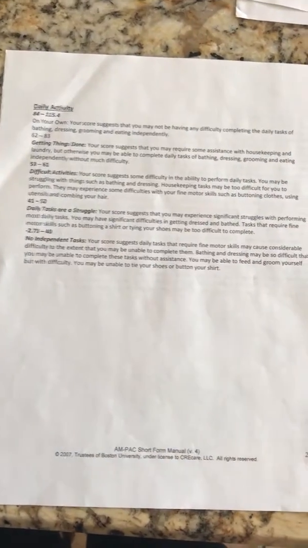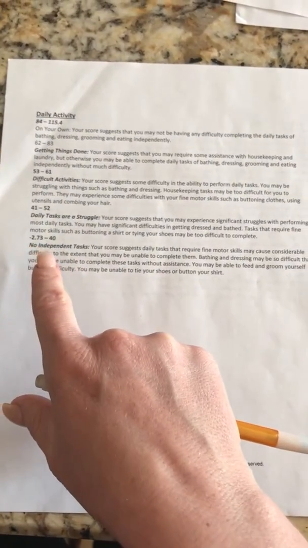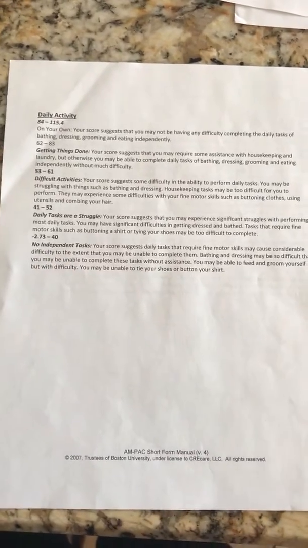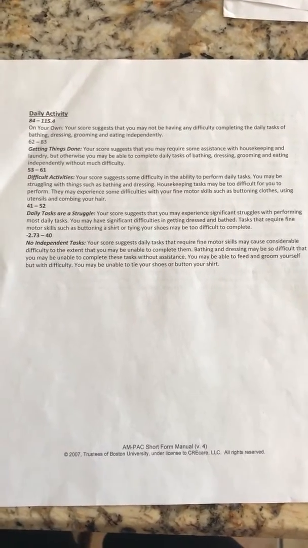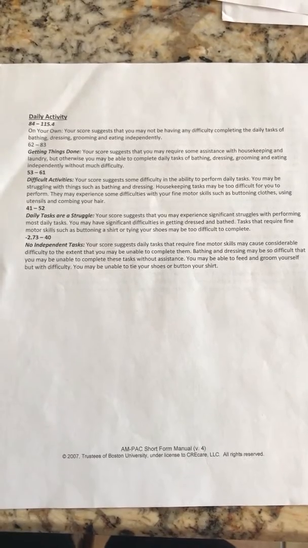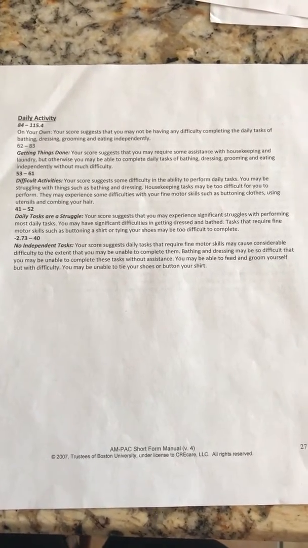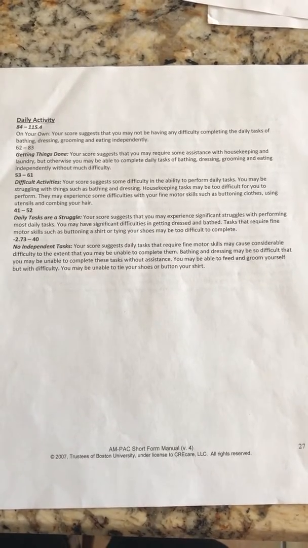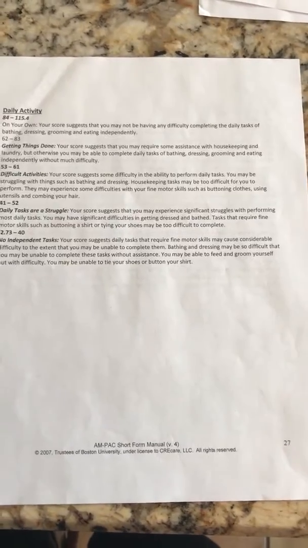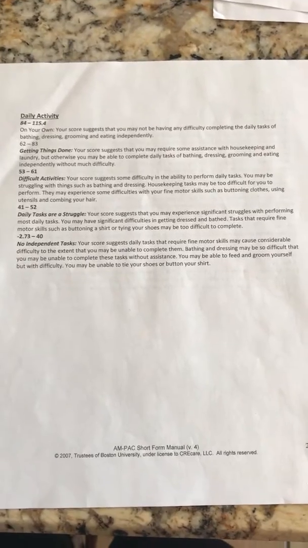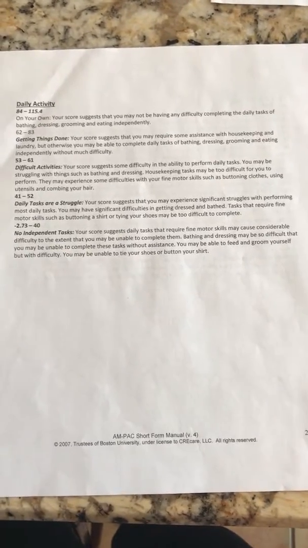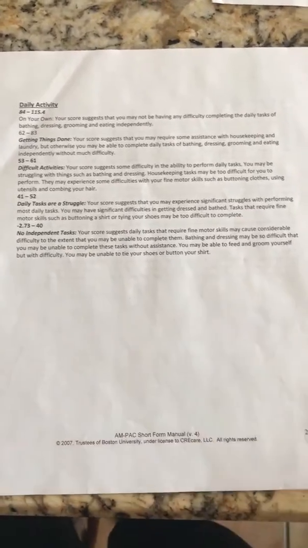So then here her standardized score is a 33.39, which then puts her into the category negative 2.73 to 40, and that means that she is not independent doing tasks, and she requires fine motor skills, and that causes difficulty to the extent that she may not be able to complete the tasks that have fine motor skills in them.